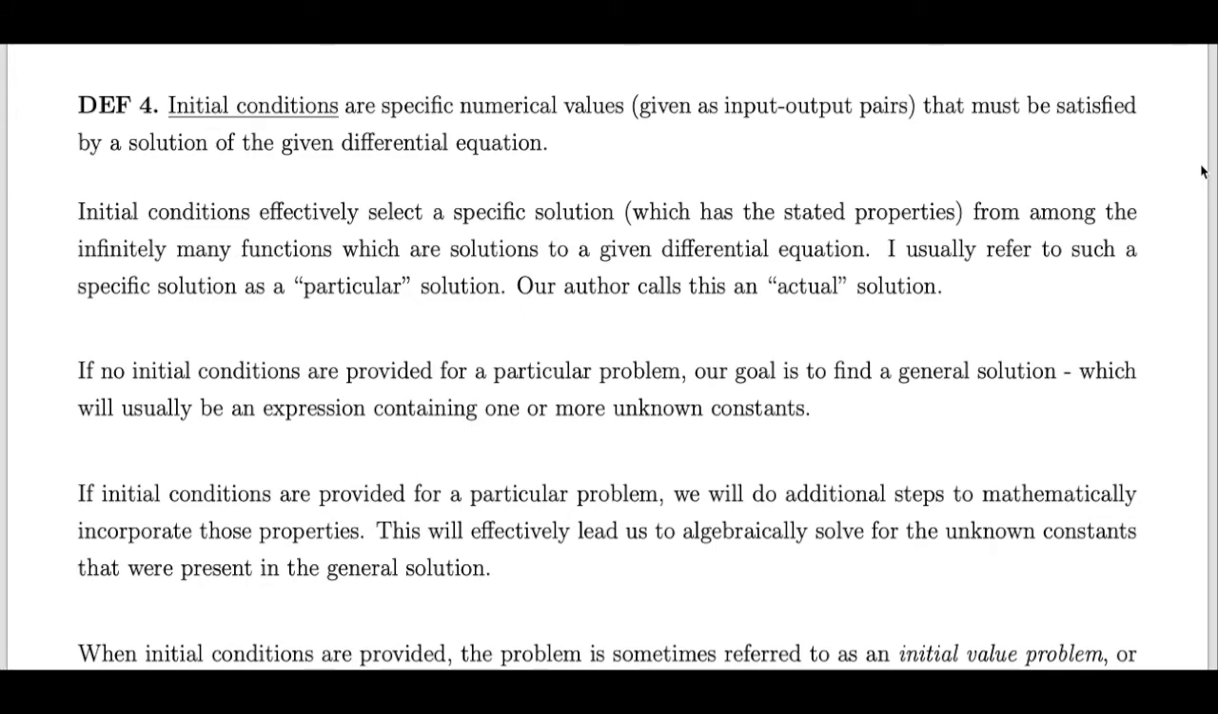Definition 4 introduces what are called initial conditions. Initial conditions are specific numerical values that are typically given as input-output pairs that must be satisfied by a solution of the given differential equation. So what initial conditions do is effectively pick out a specific solution with the stated given properties. We've said already that typically we'll start by having an infinite family of solutions, a general solution. So what initial conditions do is they allow us to select one specific solution from that infinite family.